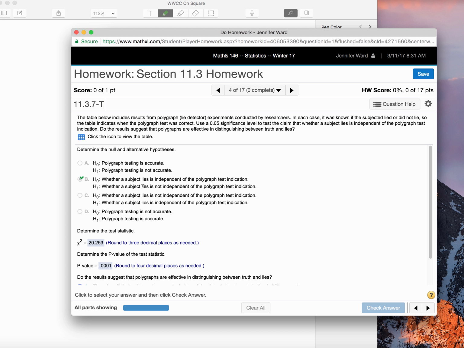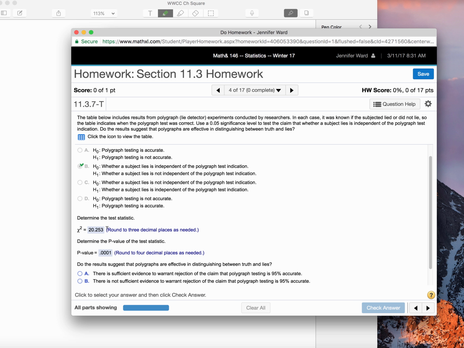The alternative, though, is that whether the subject lies is not independent of the polygraph test. You could think of using the word dependent, but most hypotheses tend to use the word not. So saying not independent instead of dependent tends to be the way to go. So I kind of hope that the alternative is true, because it means that the polygraph test is actually picking up on what's happening with the subject. So what did we get? A large test statistic, a small p-value. The p-value is then supporting the alternative.